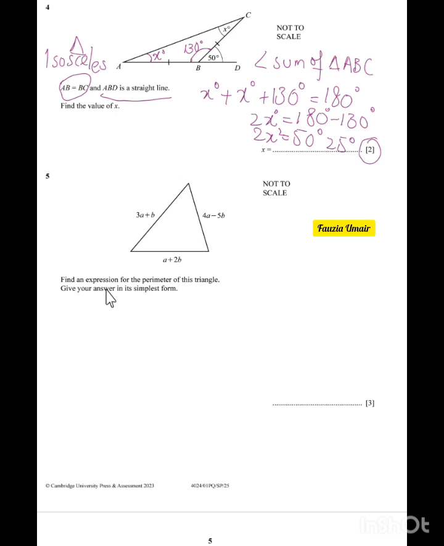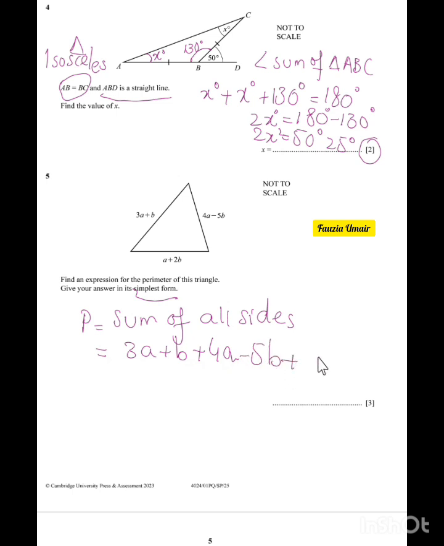So moving on to next question, find an expression for the perimeter of the triangle and give your answer in simplest form. It is 3 marks question. So we know that perimeter is sum of all sides. So it's a triangle and all sides are given, so we will simply add all the 3 sides. 3a plus b plus 4a minus 5b plus a plus 2b. So I have already calculated the perimeter, but they said that give your answer in simplest form.